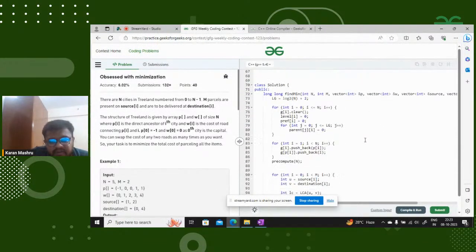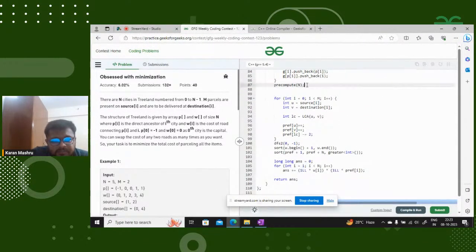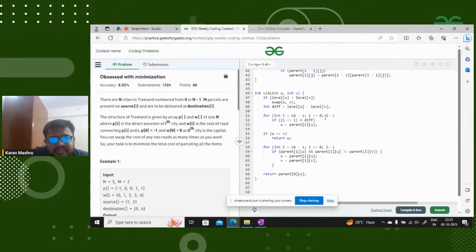So what I have done is, see, we have seen the pre-compute function, right? Now for I equals 0 to m, for all the parcels which we have to reach, U is the source and V is the destination. So I am storing LC, that is the LCA, by calling the least common ancestor function and passing U and V. If I look at the LCA function, first of all, if level of U is less than level of V, swap it. So by default, level of U is more than level of V.